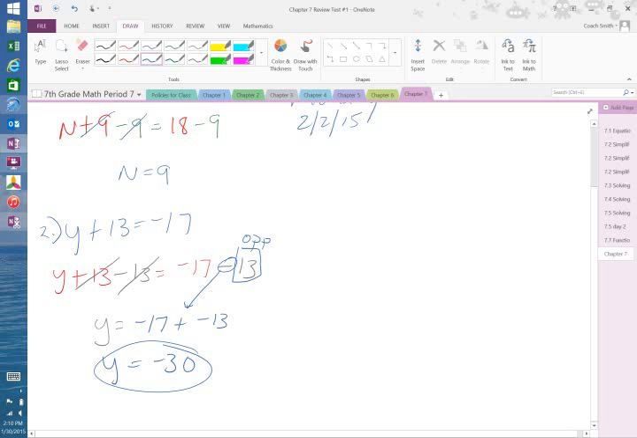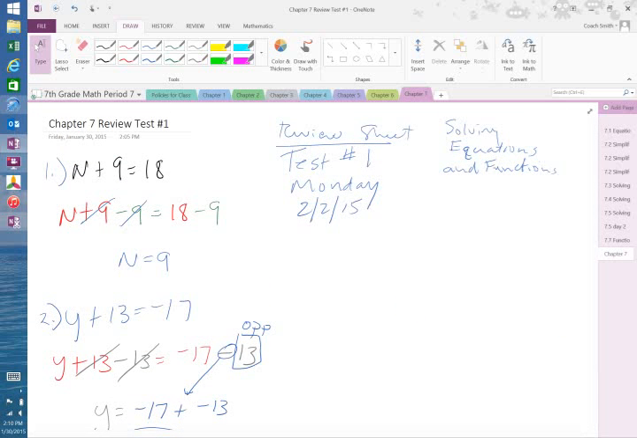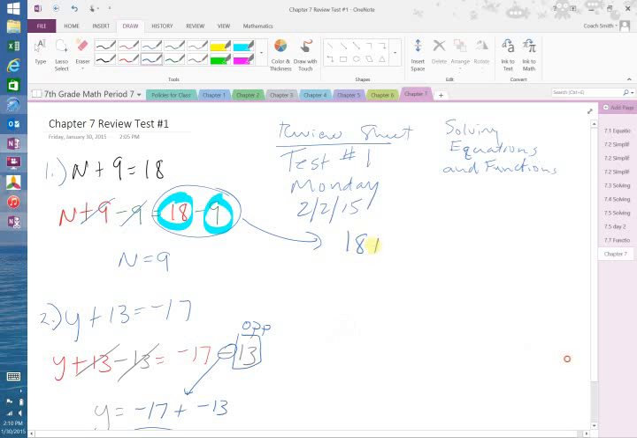Yes, Lily? How come we didn't do that to the first one? Because the first one, the 18 is bigger than the 9, and you don't have to do it that way. The 18 is positive, and it's bigger than the 9, so you don't have to change the subtraction to addition. In other words, I can take this right here and make it 18 plus negative 9. Well, 18 plus negative 9, I have to do the absolute value of those 2 numbers, which is 18 minus 9, which is 9. Larger absolute value is positive, so it's a positive 9.